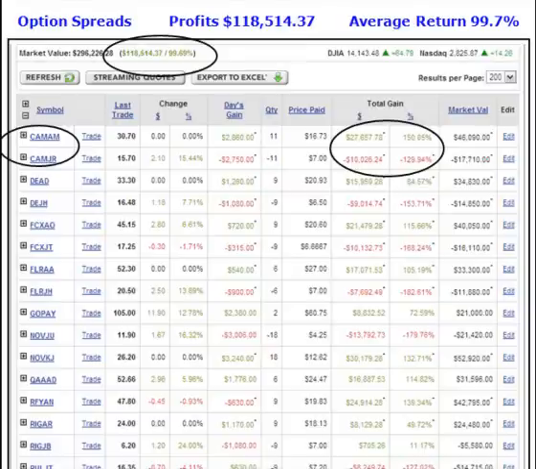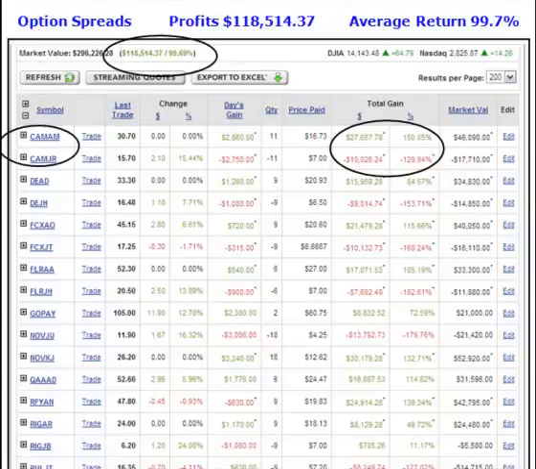This is a snapshot of one of my option spread portfolios, and this portfolio has a $118,500 profit and an average return of 99%. And I circled the first spread trade. This is for the Cameron 65 and 90 strike call options.